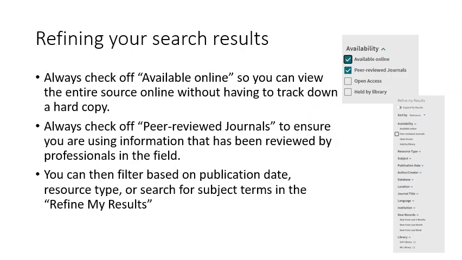So the first one you want to do is to check off available online, which means that you will be able to view the entire source online without having to track down a hard copy. There's nothing worse than reading an abstract and thinking, this is such a great source, I can't wait to read more about it and see how this is going to help me in my essay, and then realizing that you don't have access to the full text. So you want to check off available online under availability.